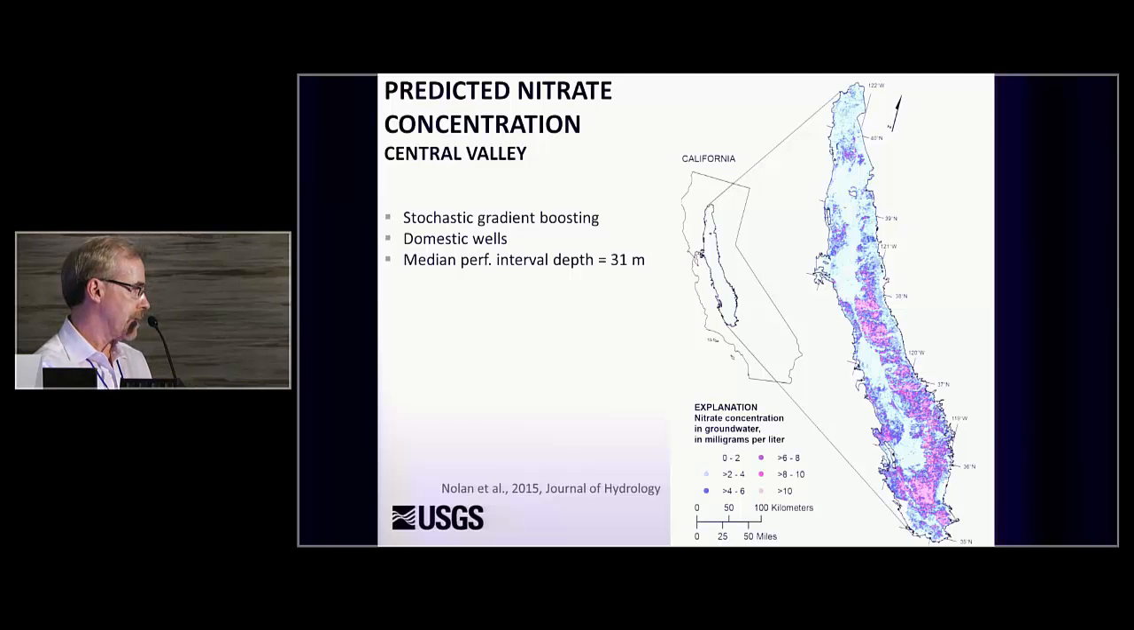You can see colors here corresponding to, this is a concentration map now, not a probability map. The reds and pinks are higher concentrations, and we see these predicted values tend to be more extensive on the eastern fans, which are more oxic, and you have more reducing conditions in the center of the valley and in the Sacramento Valley.